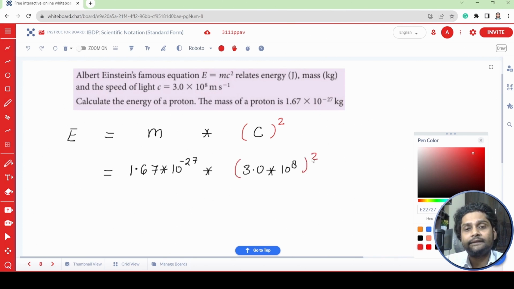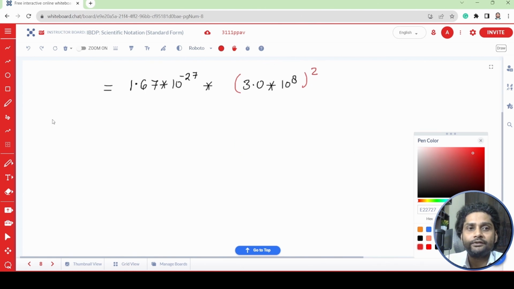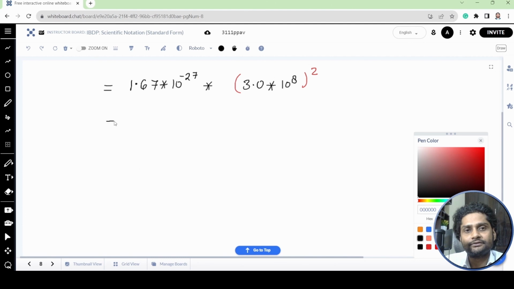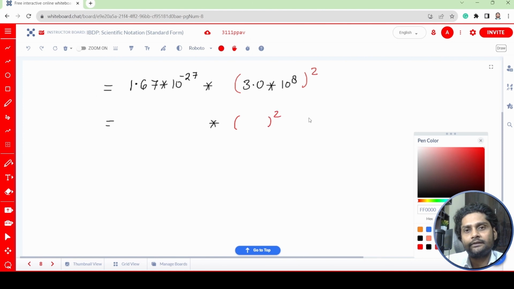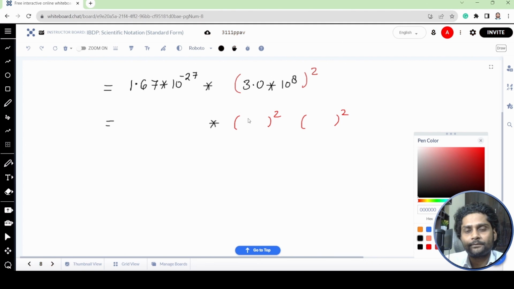Now you have to apply laws of exponents that we discussed earlier. Means we have to distribute the exponent on both the multiplied terms first of all. So we can do that. We can apply it on 3 as well as on 10 raised to the power of 8. So 3.0 or just 3, it's still okay. And this is 10 raised to the power of 8. We keep the first term as it is. We can further simplify that.